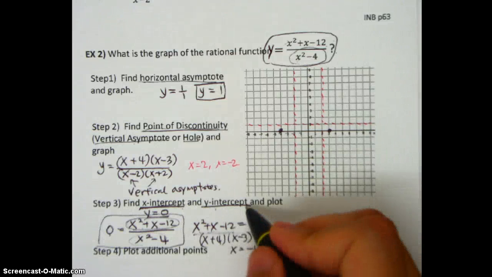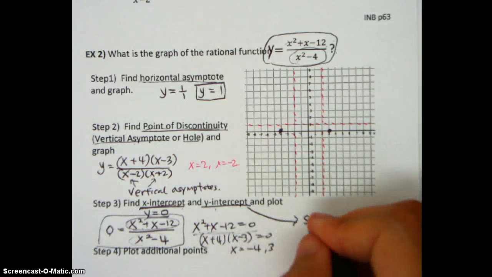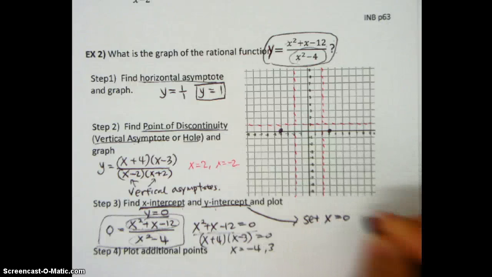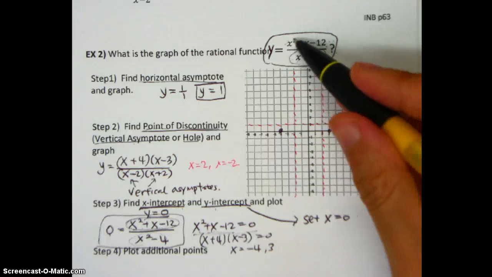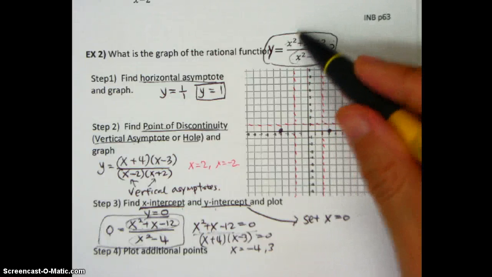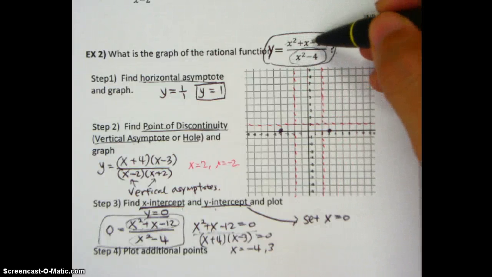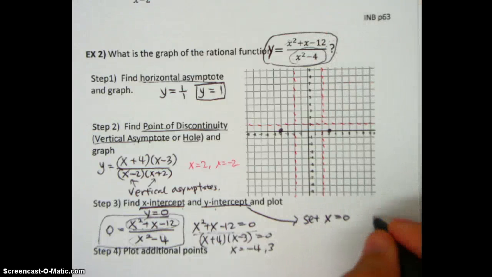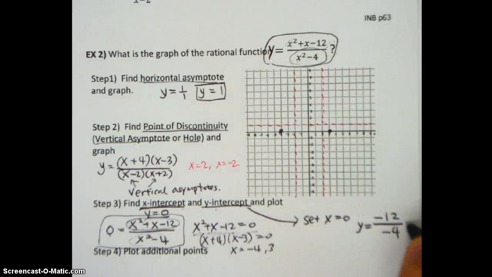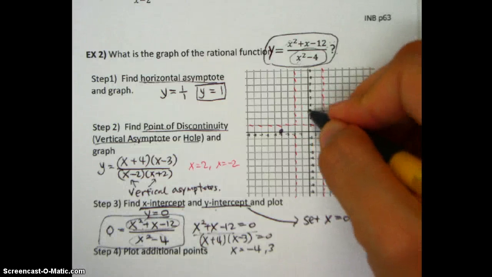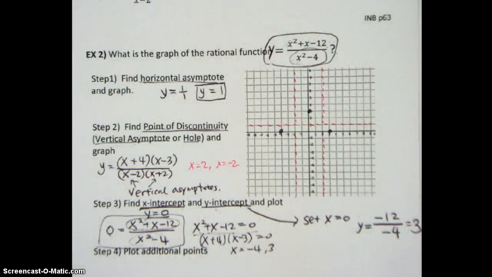Okay, to find the y-intercept, you set x equal to 0. From that function, you plug in 0 for x. So if you plug in 0, you will get 0 plus 0 minus 12 over 0 minus 4, which is negative 12 over negative 4, which ends up being 3. So this point, 3, is your y-intercept.